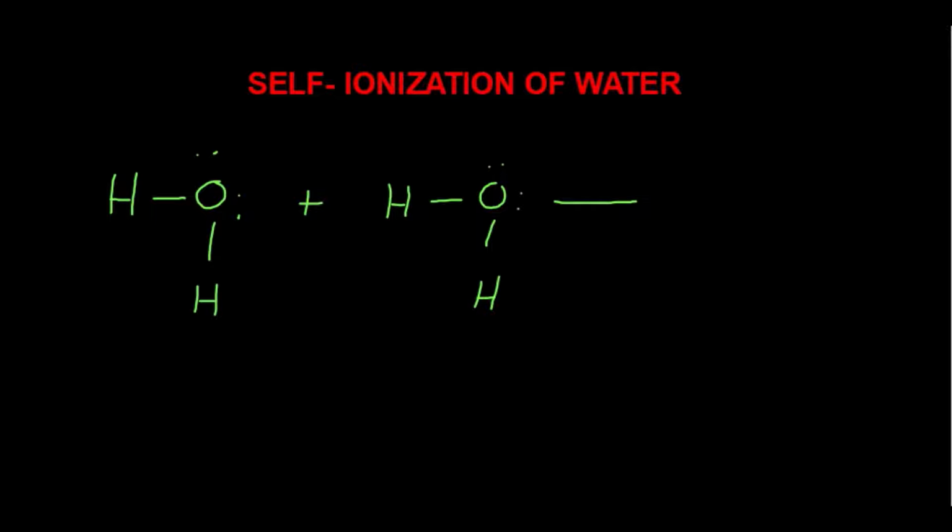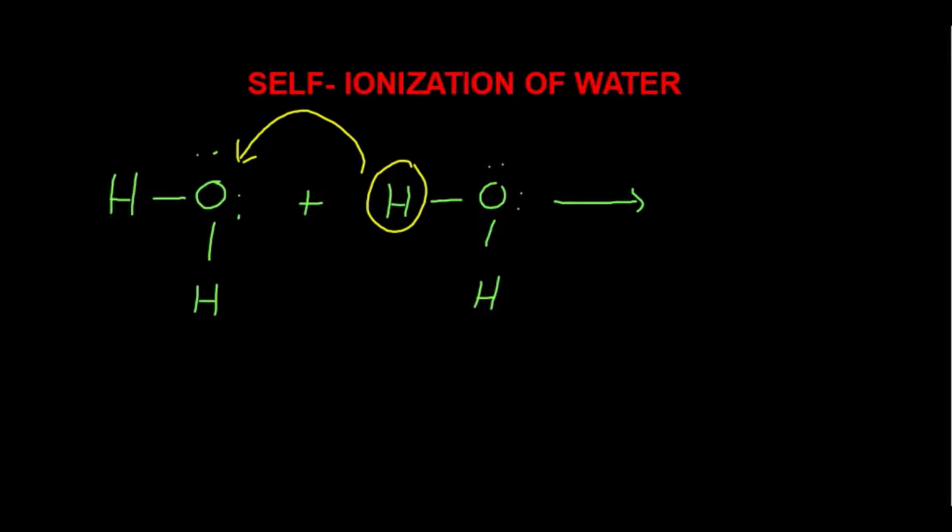Now we will see how a proton is transferred from one water molecule to another. We will write one water molecule. Here we have a water molecule, H2O. The oxygen of the water molecule has two lone pairs of electrons. And here we will make the second water molecule. Its oxygen also has two lone pairs of electrons. Now, during collision between water molecules, a proton is transferred from one water molecule to another water molecule.